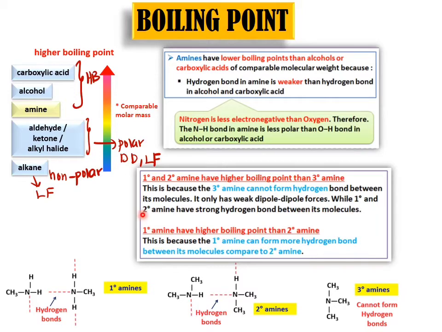Some students made this mistake in my assessment the other day. Okay, but primary amine always has a higher boiling point than secondary amine because primary amine can form more hydrogen bonds between its molecules. Look at this primary amine and this secondary amine. The dotted lines refer to the hydrogen bonds that it can form. So we can see primary has more hydrogen bond formation compared to secondary amine, because primary amine has two hydrogens directly bonded with nitrogen, whereas secondary has only one hydrogen atom. So that's the reason.